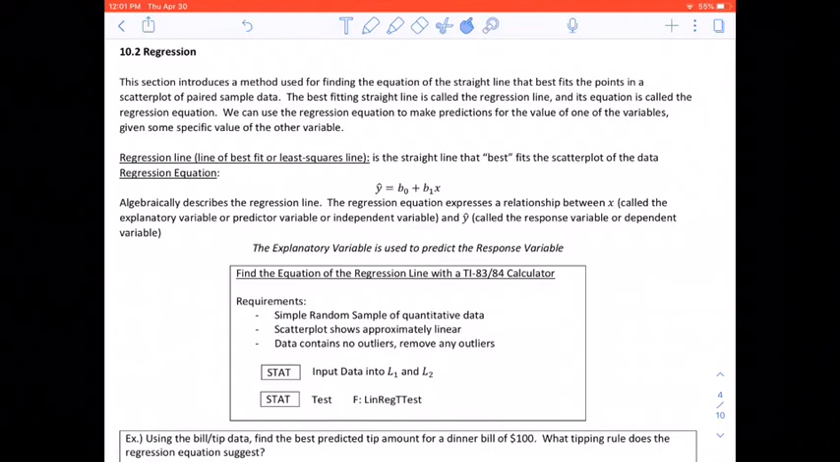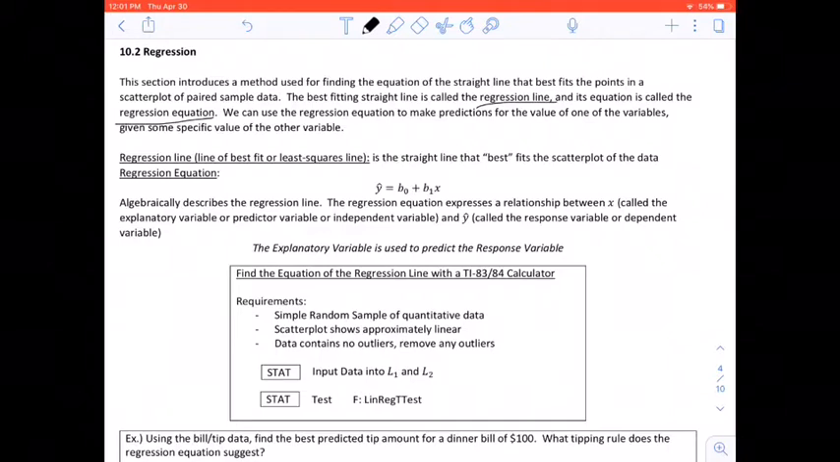This is section 10.2 on regression. This section introduces a method used for finding the equation of a straight line that best fits the points in a scatter plot of paired sample data. The best fitting straight line is called the regression line, and it is an equation called the regression equation. We can use the regression equation to make predictions for the value of one of the variables given some specific value of the other variable.